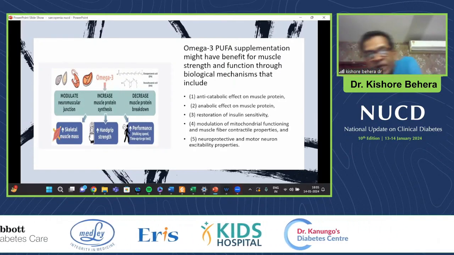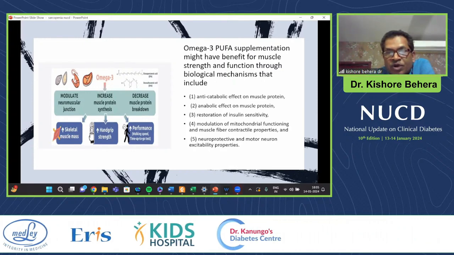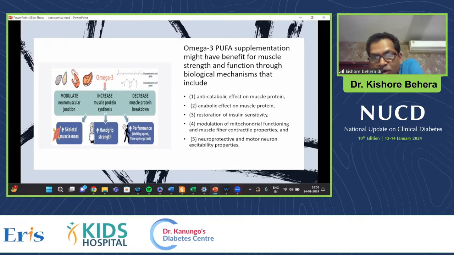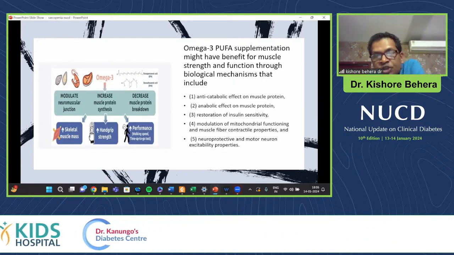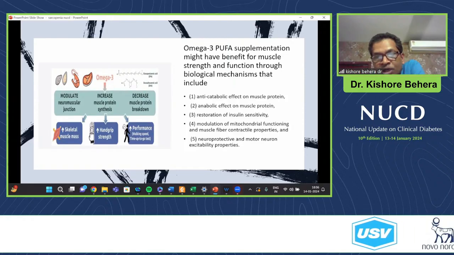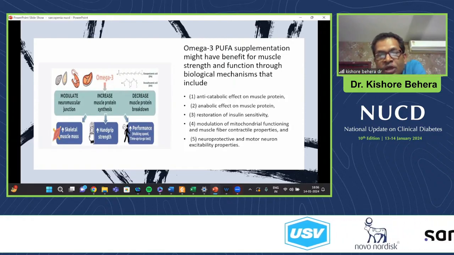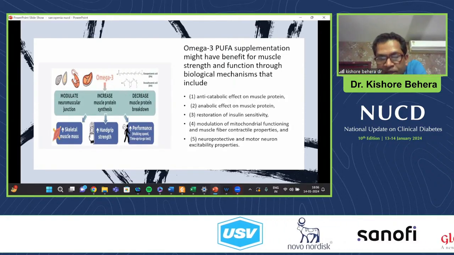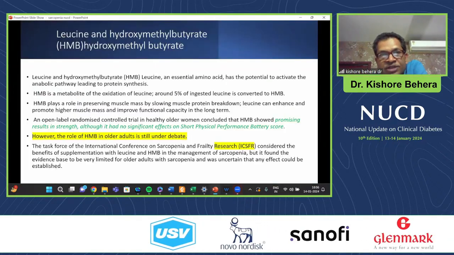And the mechanism of action is an anti-catabolic effect on muscle protein, an anabolic effect on muscle protein, restoration of insulin sensitivity, modulation of mitochondrial functioning and muscle fiber contractility properties, and neuroprotective and motor neuron excitability properties, all of which may be modulated by omega-3 polyunsaturated fatty acids.